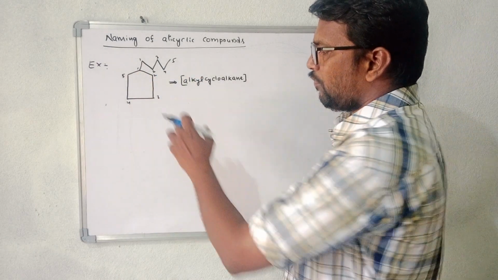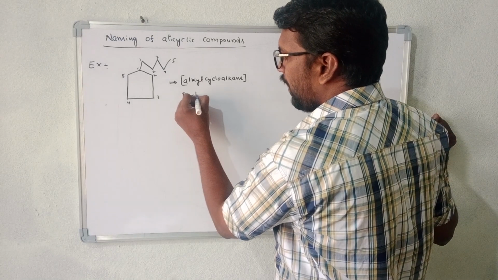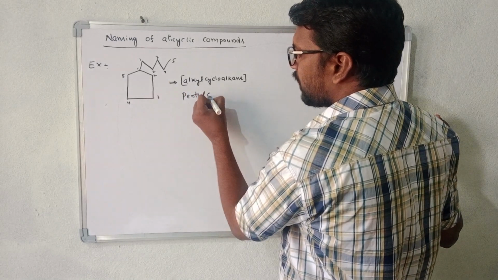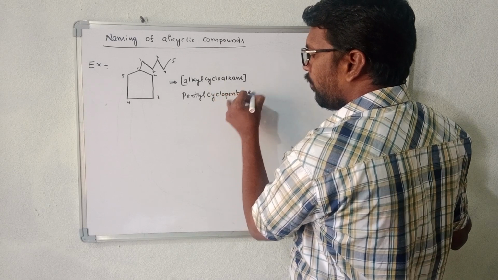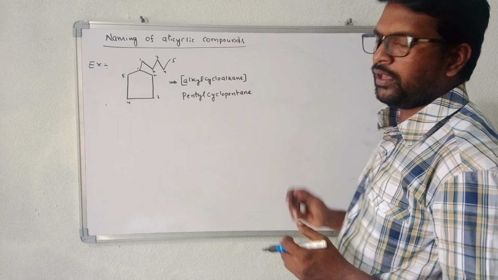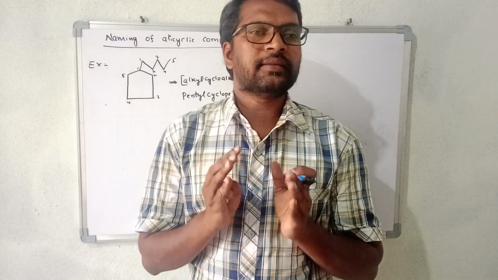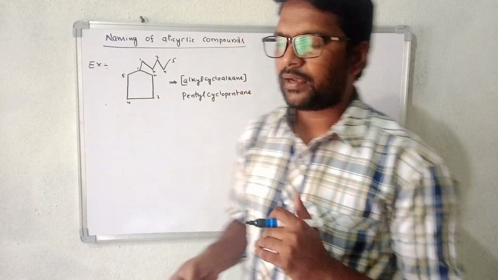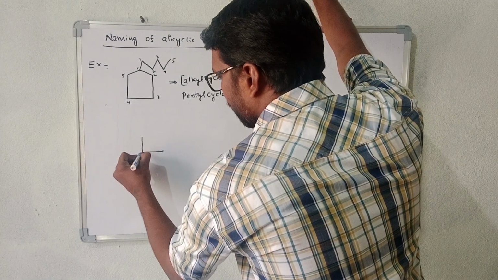Now if you want to write the name for this, a total of 5 carbons are present, so it is pentyl, and it is cyclic, cyclo, and all are single bonds. 5 carbons means cyclopentane. We can write it like this. We can apply this condition whenever the cyclic ring and the side chain have the same number of carbon atoms. Now we can take another example.